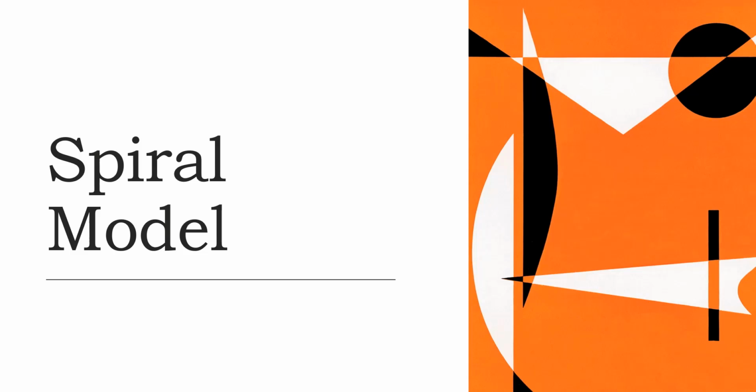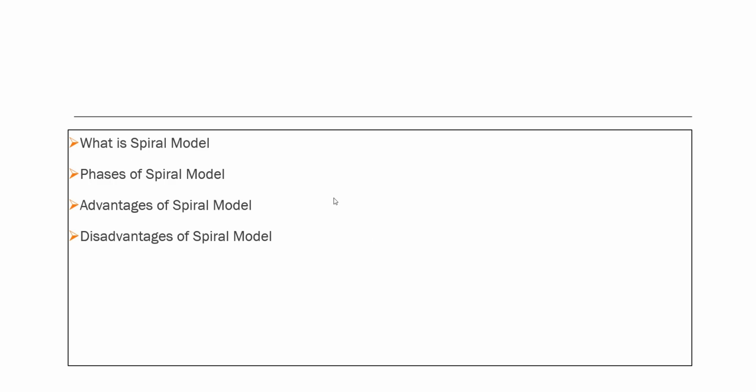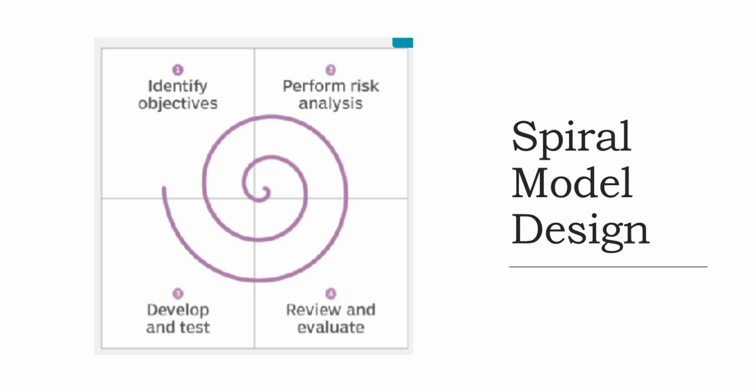Today we are going to discuss the spiral model, which is one of the software development lifecycle models. In this video we are going to discuss what the spiral model is, what the phases of the spiral model are, what the advantages of the spiral model are, and what the disadvantages of the spiral model are.